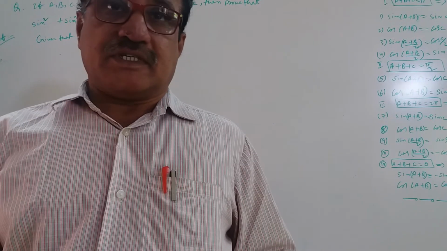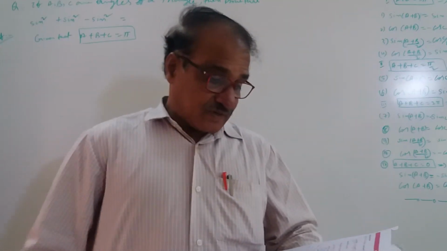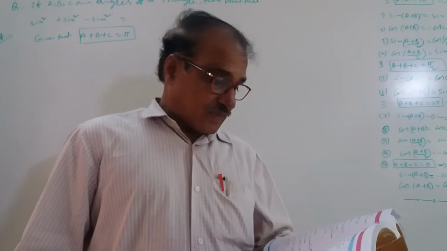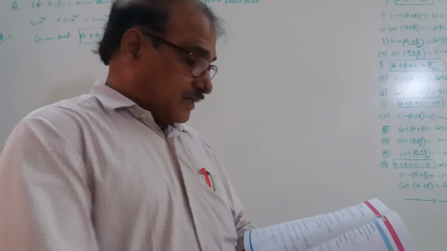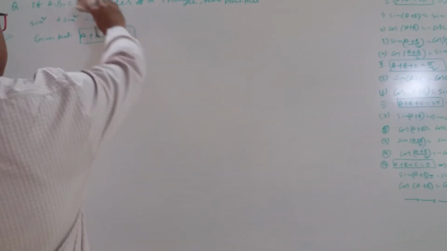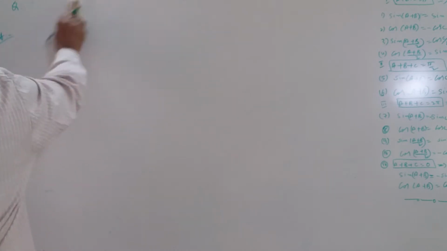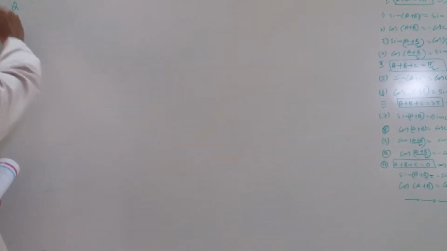Now we will discuss another two important problems in this video. That is the fourth one, first one. If a plus b plus c is equal to pi, then prove that what is given? If a plus b plus c is equal to pi.